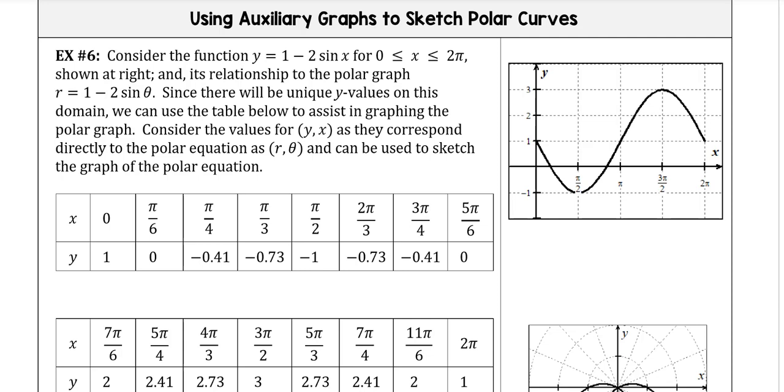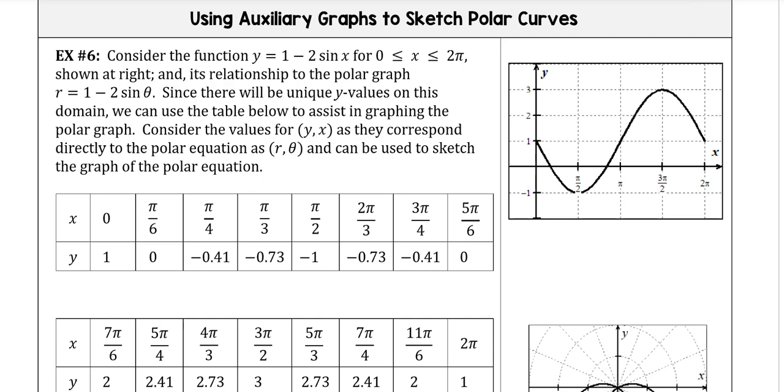This is part 2 of 9.3, Polar Coordinates and Graphs. And we're going to start by looking at sketches of polar curves and connecting them to Cartesian graphs. So the first thing we're going to consider is y equals 1 minus 2 sine x, and we're only going to look between 0 and 2 pi for x. And we're going to see its relationship to the polar graph r equals 1 minus 2 sine theta.